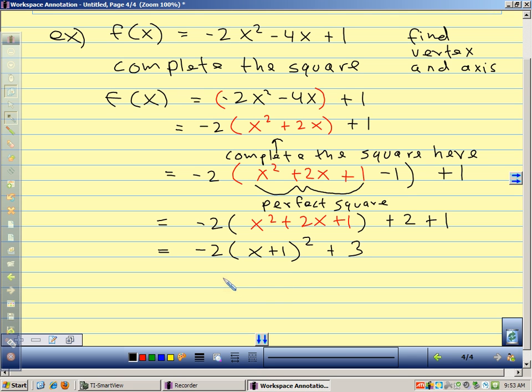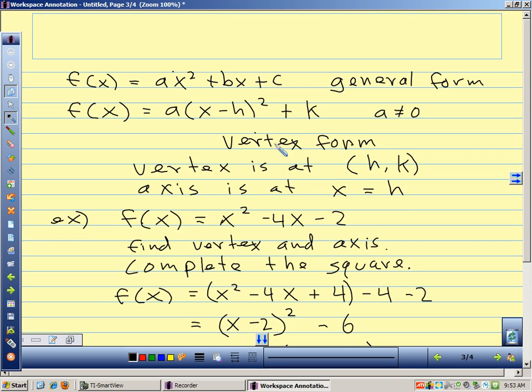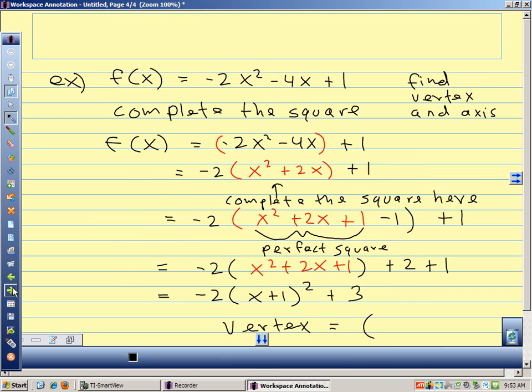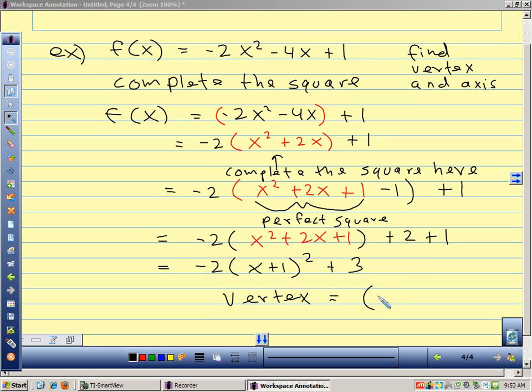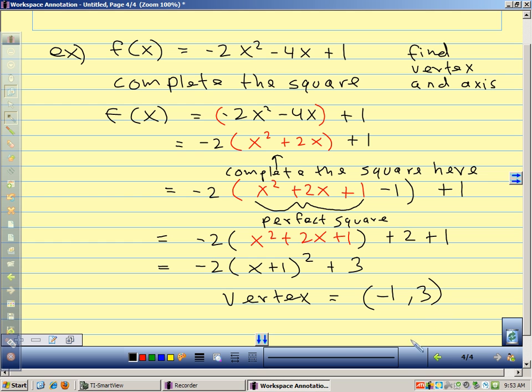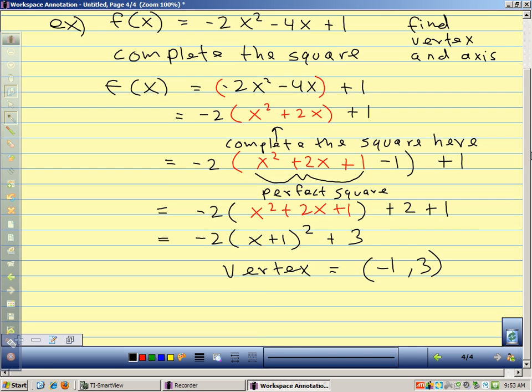So the vertex is going to be where? Let's go back to our form. Our h is the part that's inside the parentheses, so I don't have to worry about the part that's outside. So our vertex would be negative 1, 3. And our axis of symmetry is x equals negative 1.